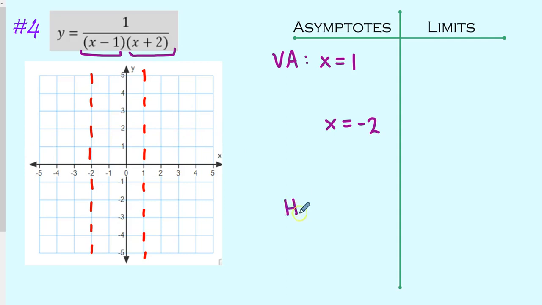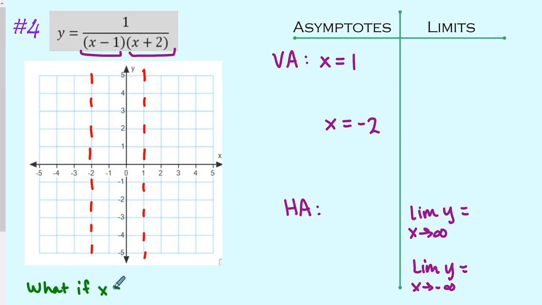Okay, how about our horizontal asymptote? So what we need to do is remember that the horizontal asymptote relates to what's happening to y as x approaches infinity and as x approaches -infinity. So as x approaches infinity, let's imagine x to be a really large number. Like what if x was 1 million or 10,000 or something really big? What if we were to substitute 1 million in for x? Then our fraction would be 1 divided by almost 1 million times a little more than 1 million. It's pretty close to 1 divided by 1 million squared. That is a very, very large denominator.